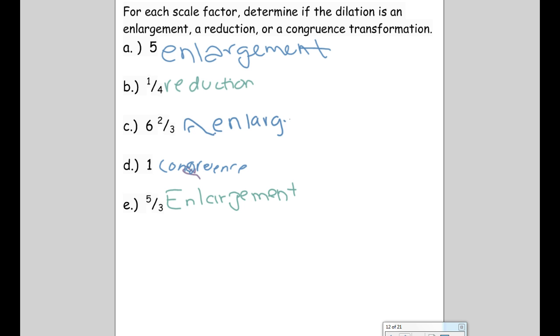It's fine. So just because you see a fraction, does that mean it's a reduction? Not necessarily. A lot of people are tempted to think, oh, fraction, reduction. But this fraction is greater than 1, and this fraction is greater than 1. So very good. And the only reduction is B, and the only congruence one is T. If you multiply something by 1, what happens to it? Stays the same. Anything times 1 is itself. So that's why a congruence transformation is scale factor of 1, because you don't change it at all.